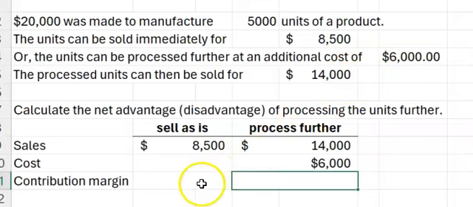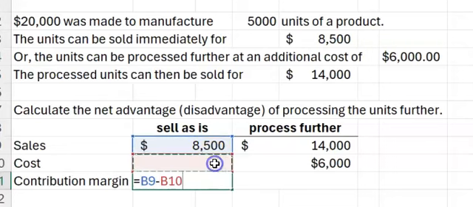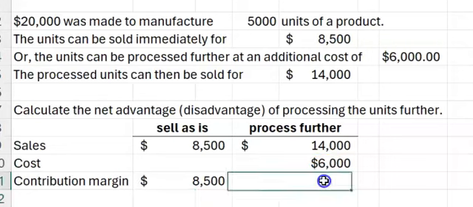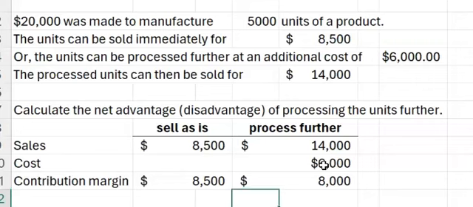So our contribution margin, if we sell as is, since we won't have any more costs, is $8,500. If we process it further, we're going to spend $6,000, but we're only going to get an extra $7,500 in revenue. Did I say that correctly? No, $5,500 in revenue, right?